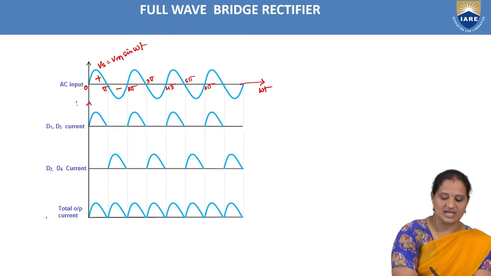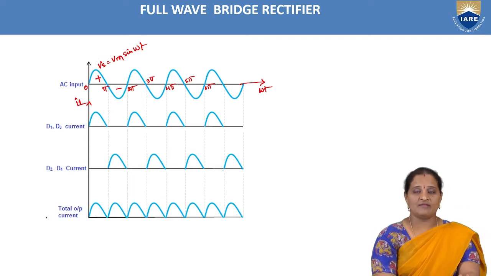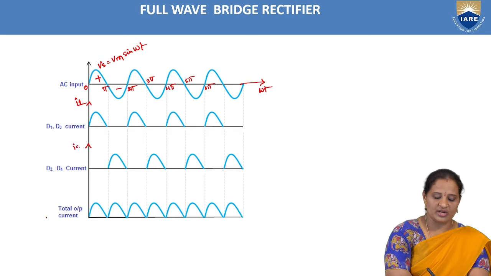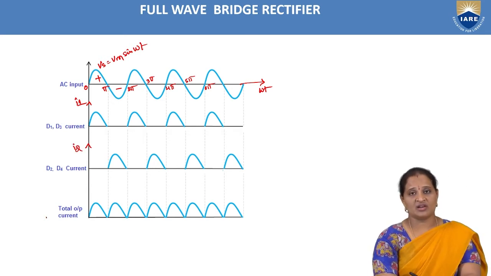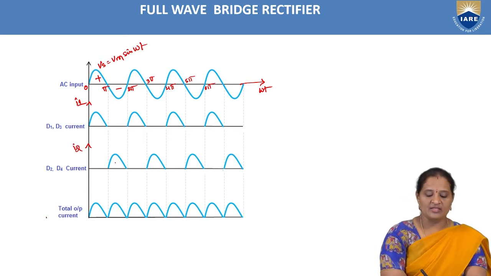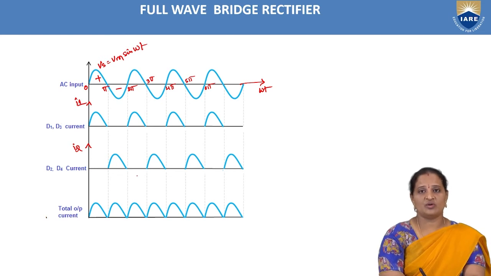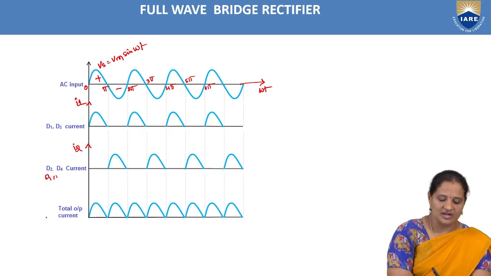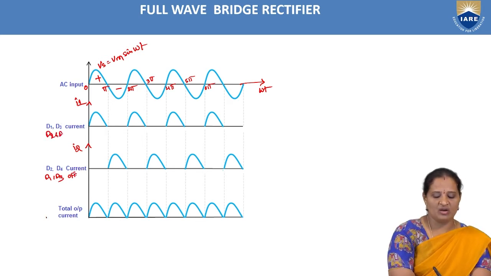Let us consider this as I1. So this I1 current flows only due to the diodes D1 and D3 which are on. And this is the current flowing through the load resistor during the negative half cycle of input voltage. In this case, the current flows through the load resistor due to the diodes D2 and D4 which are on, and D1, D3 are off. Whereas in the first case, D2 and D4 are off.